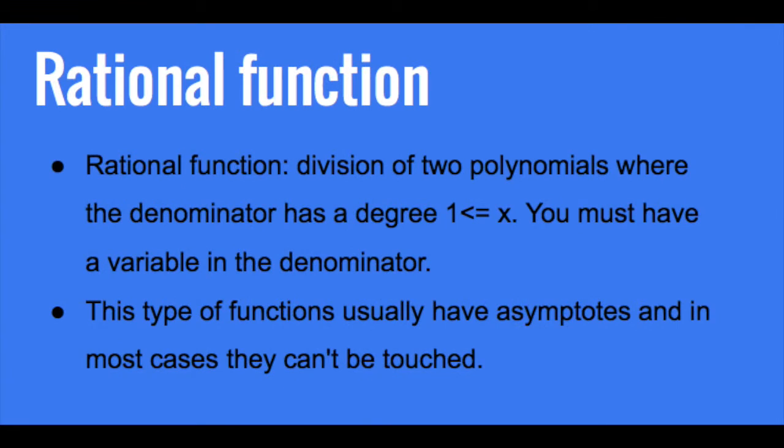A rational function is a division of two polynomials where the denominator has a degree bigger than or equal to 1. You must have a variable in the denominator. This type of function usually has asymptotes, and in most cases they can't be touched.